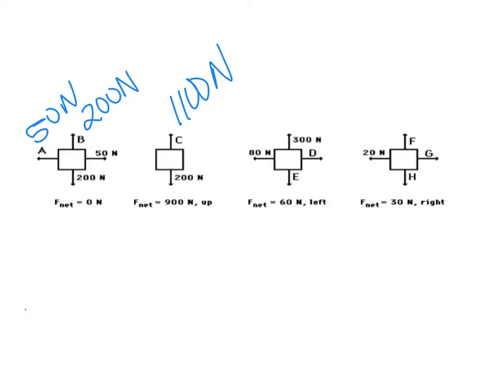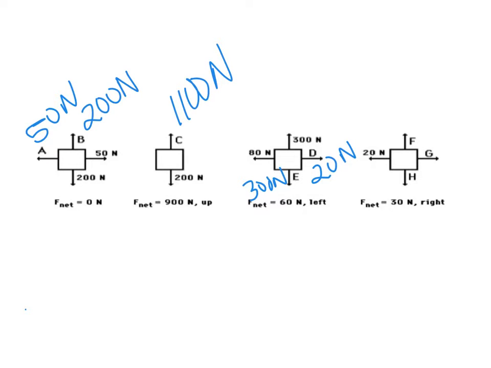Then for the third one, you're given a left and an up magnitude, and then you're given a net force of 60 newtons left. So that means your left arrow needs to be 60 greater than your right arrow. So that would make D be 20 newtons, right? Since your net force is to the left, your down arrow needs to be the same as your up arrow, so that's going to be 300 newtons.